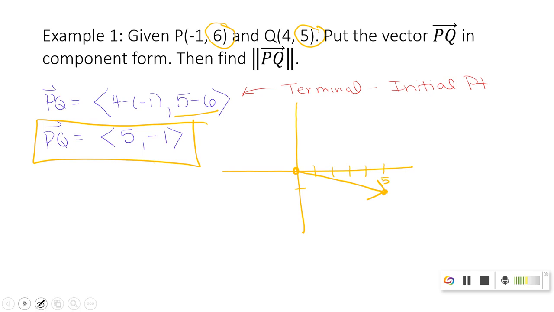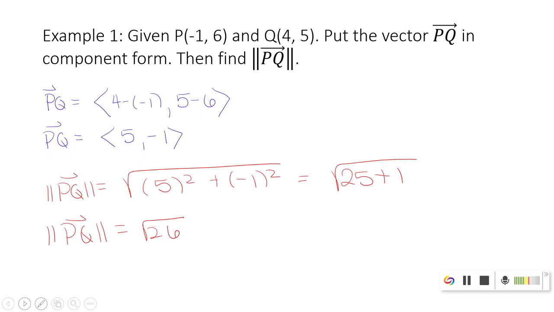Okay, so then the second part of the problem says find the magnitude of that vector. And so to find the magnitude of the vector, we really are just using our Pythagorean formula, which says our magnitude is going to be the square root of 5 squared plus -1 squared. So we're taking the square root of the sum of our components squared. 5 squared is 25, -1 squared is 1, so I get square root of 26. And so that's the magnitude of my vector, or the length of that directed line segment.